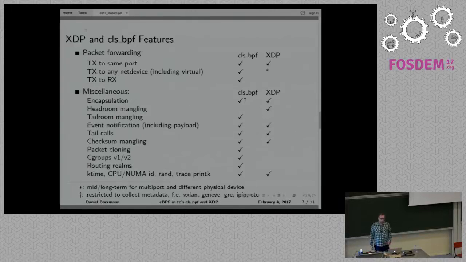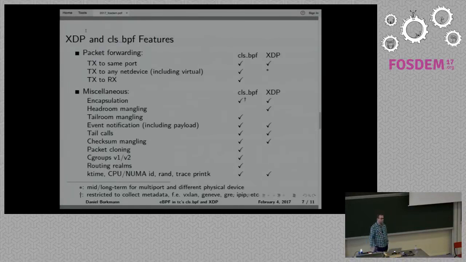Regarding packet forwarding, CLS BPF, as I mentioned, can forward packets to any networking device, including virtual ones. So when you push that into a container over veth, for example, you can push it out to the same port, or it can loop it back to the RX path. For XDP, it's currently still limited. In the XDP case, you can only push it out to the same port it came in.